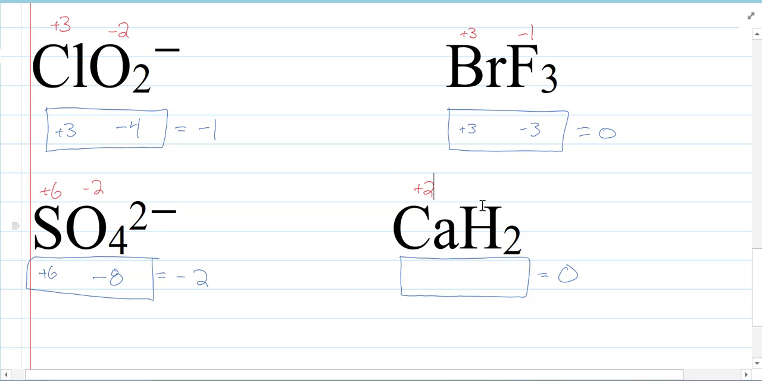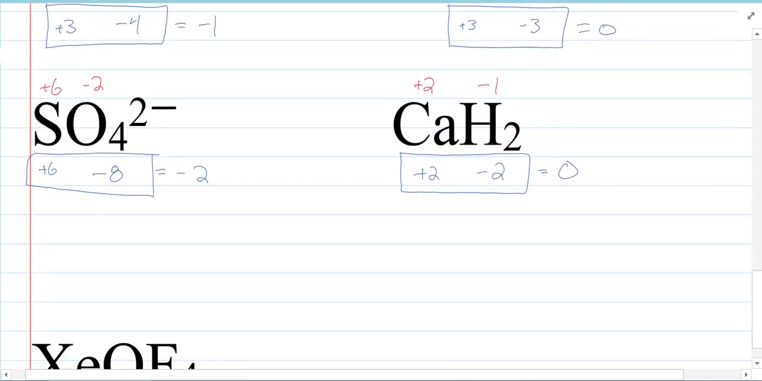Here, calcium's +2 in compounds. Well, wait, I don't think it is. Guess what? Calcium's +2 in compounds. So something else has to change. So if calcium's +2, that means I have to have a -2 in front of hydrogen, which means each hydrogen is -1, which it can be when it's paired with a metal. So it works out great.